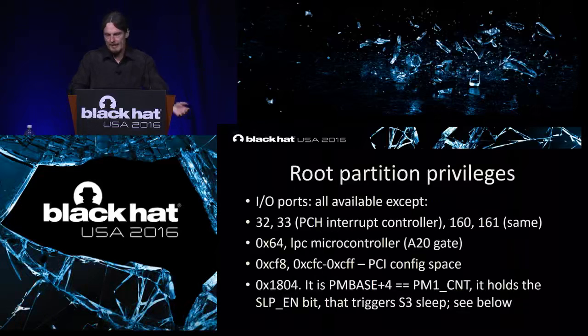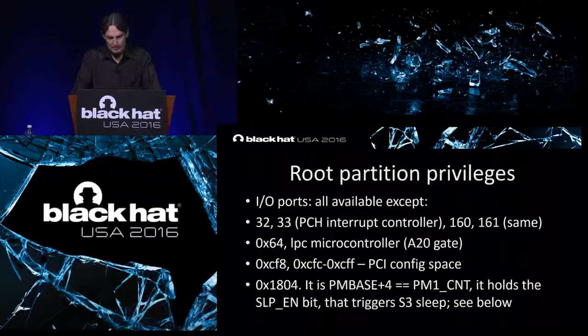I/O ports. Again, no normal VM has ever had access to physical I/O ports, right? And in the case of the root partition, it's different. All are available with some exceptions that are known to cause problems. Like ports 32 and 33 can be used to disable interrupts, so we don't want the root partition to be able to do that. Port hex 64 can control an A20 gate setting, and again, that's dangerous. Ports CF8 and CFC are used to access PCI config space, and obviously Hyper-V does not like to grant the root partition direct access to mess with the PCI config space.